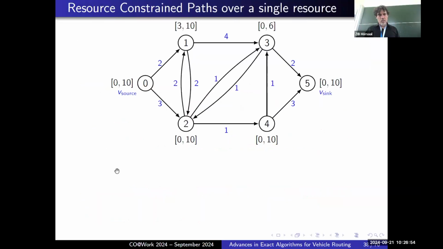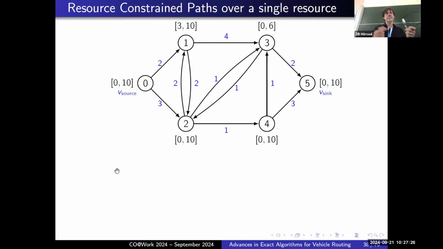But let's see what resource-constrained shortest paths are. I will show this example. In this graph here, we are looking for a resource-constrained shortest path over a single resource from the source to the sink. In blue here, we have the consumption, and here we have the intervals on accumulated resource consumption, okay?